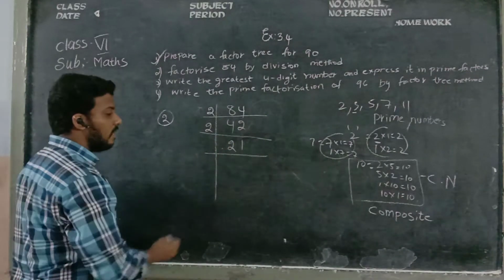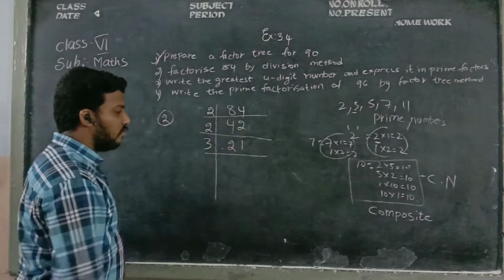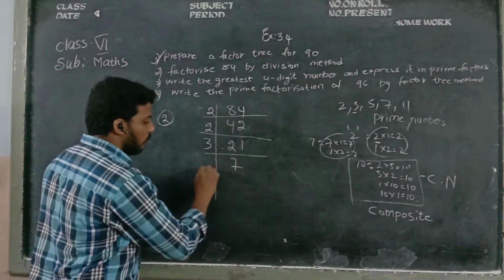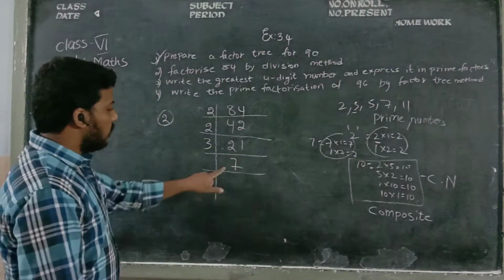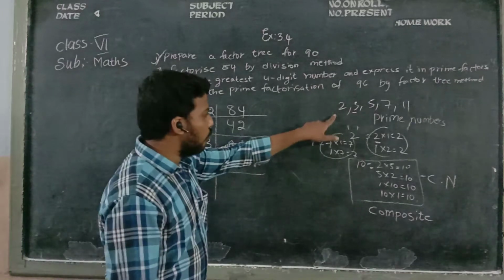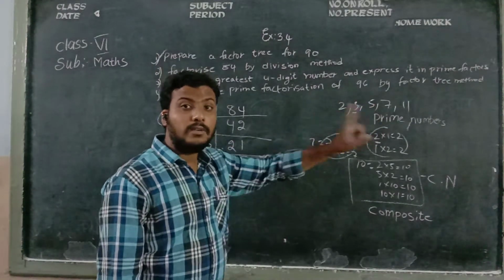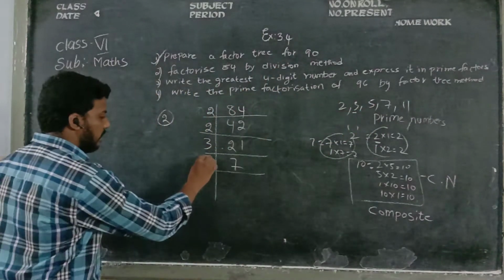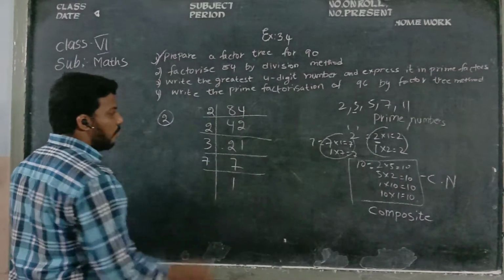So I want to take the next prime number, 3. 3 7s are 21, children. Next, 7 never gets divided by 2. 3 does not divide it, but 7 1s are 7. So I am taking 7. 7 1s are 7. We got the answer, children.